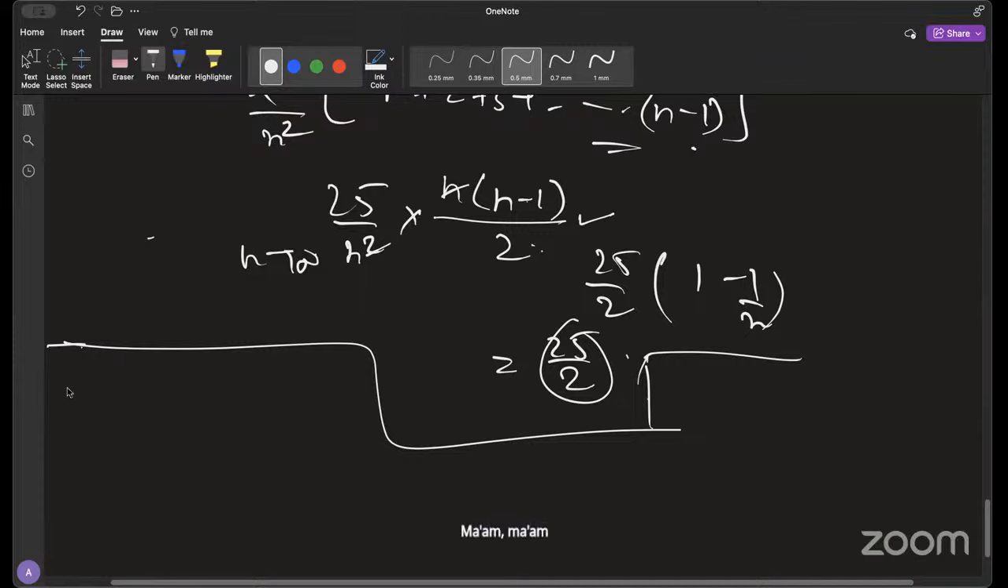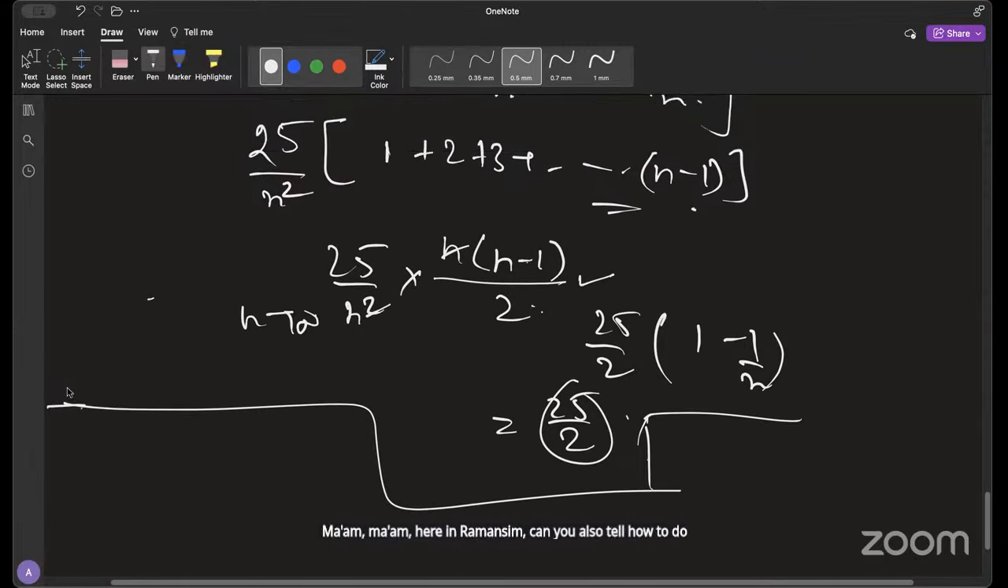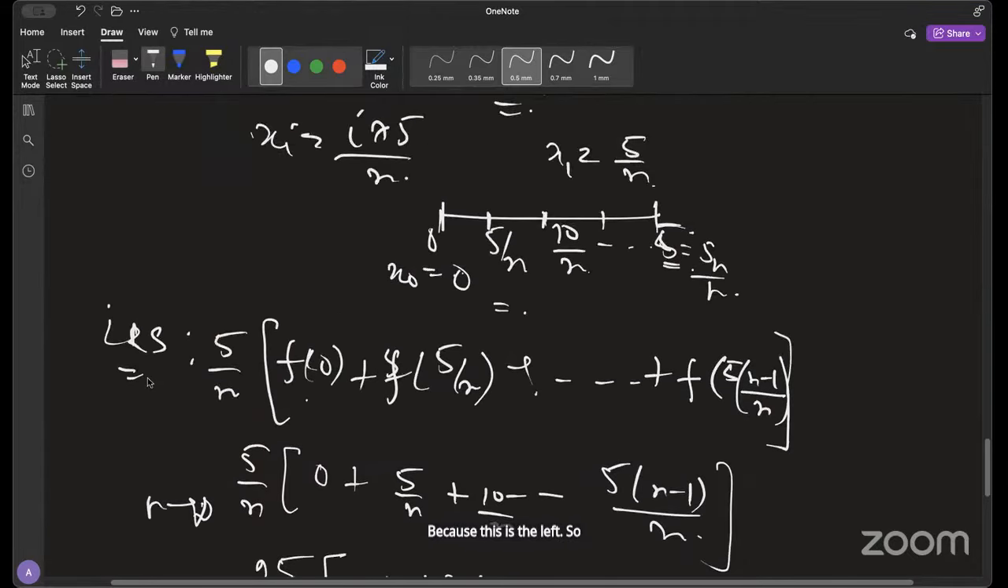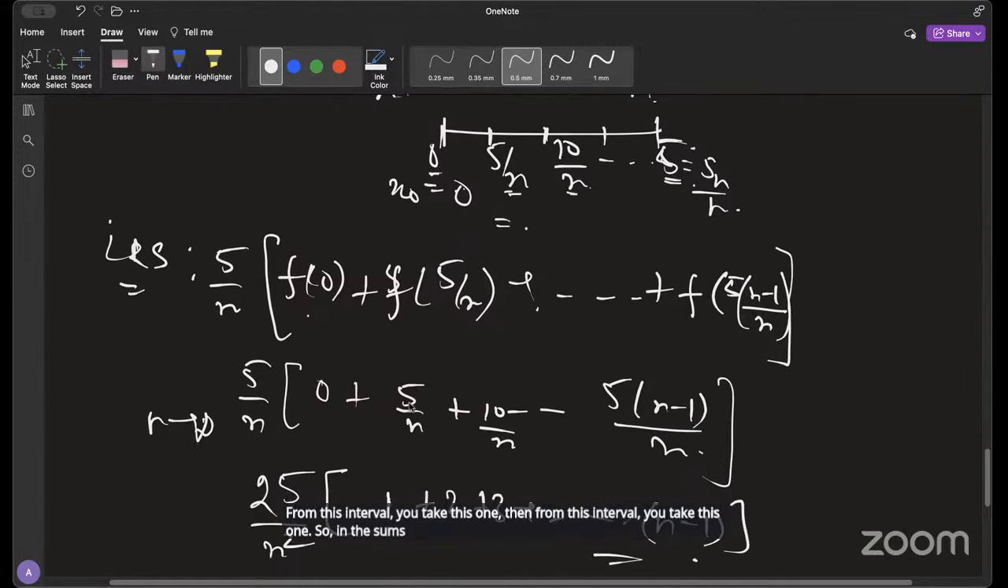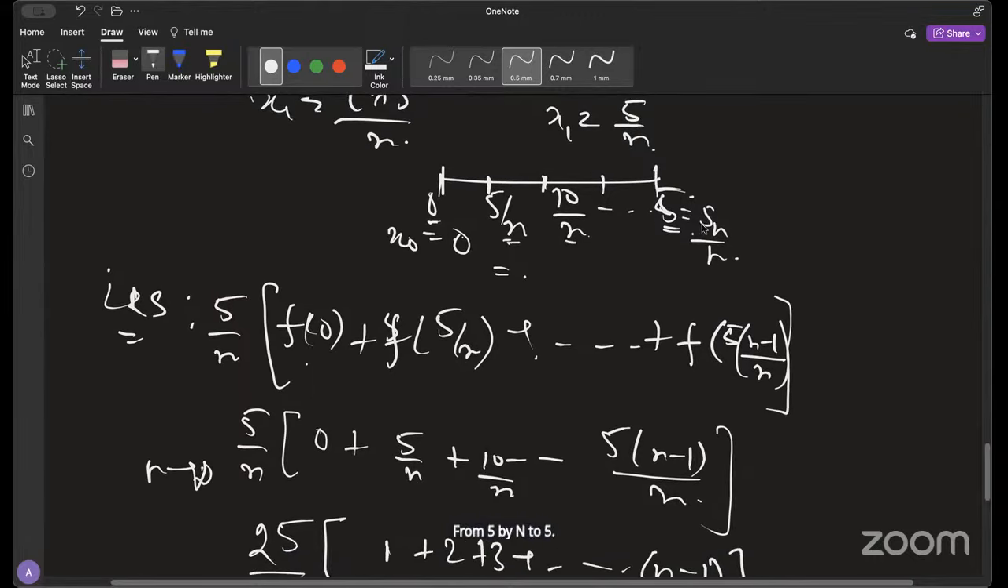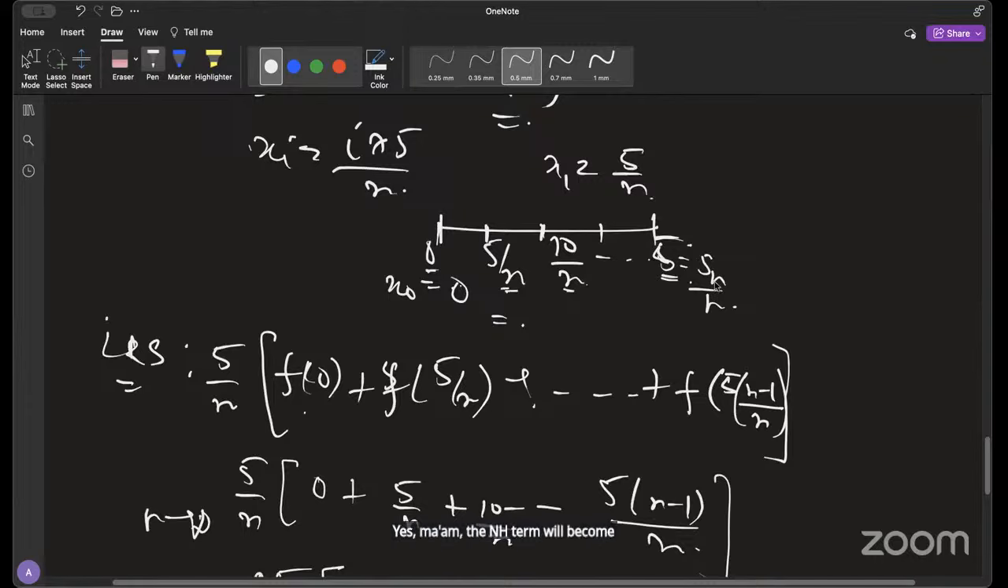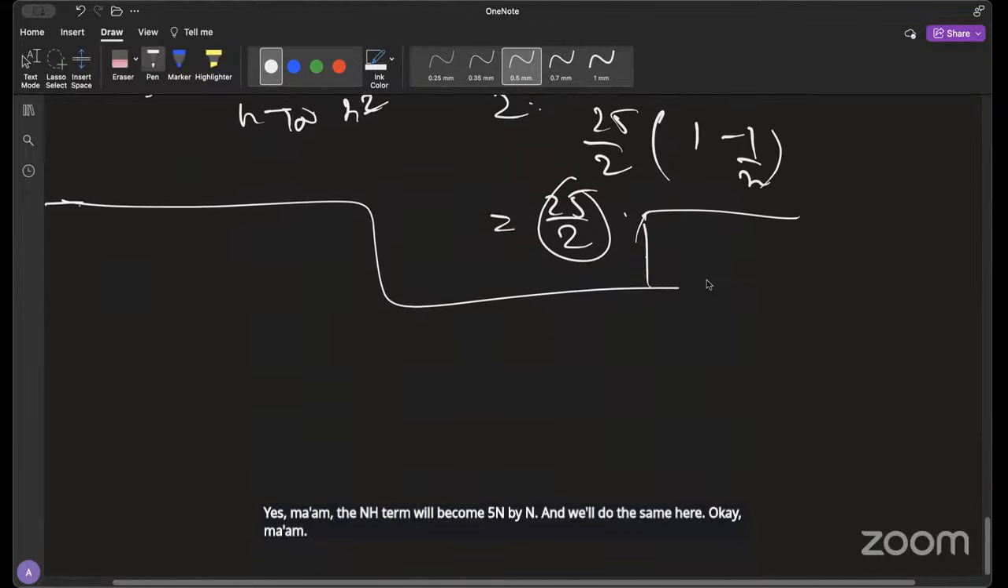Ma'am, here in Riemann, can you also tell how to do the right Riemann? Because this is the left. So in the left one, what you do is you take these points. From this interval, you take this point. From this interval, you take this point. In left Riemann sum, from this interval, you take this one. Then from this interval, you take this one. So in the sums here, you'll get from 5 by n to 5. You get this thing here. Is that okay? Yes, ma'am, the nth term will become 5n by n. And we'll do the same here. Okay, ma'am. Thank you, ma'am.